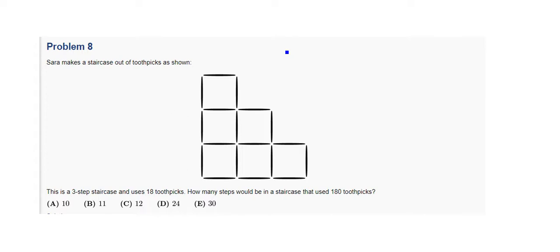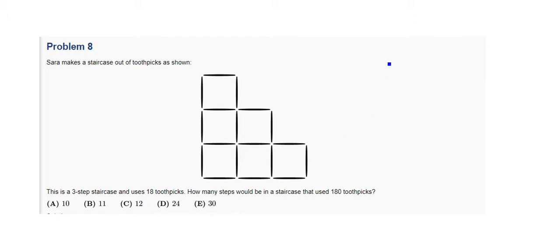So it says, Sarah makes a staircase out of toothpicks as shown. This is a 3-step staircase and uses 18 toothpicks. How many steps would be in a staircase that used 180 toothpicks? Here's how to do it. When I look at a problem like this, I immediately think of patterns. How would I establish a pattern of toothpicks?